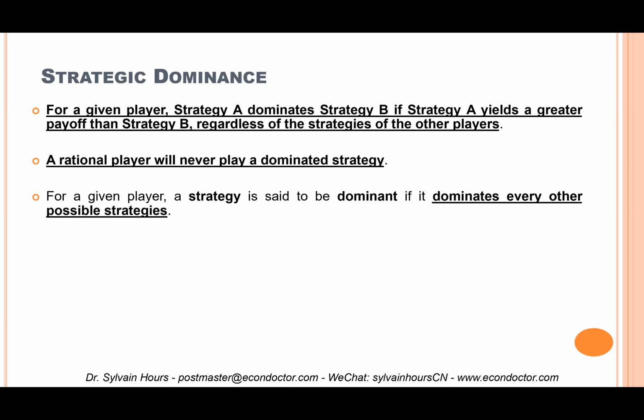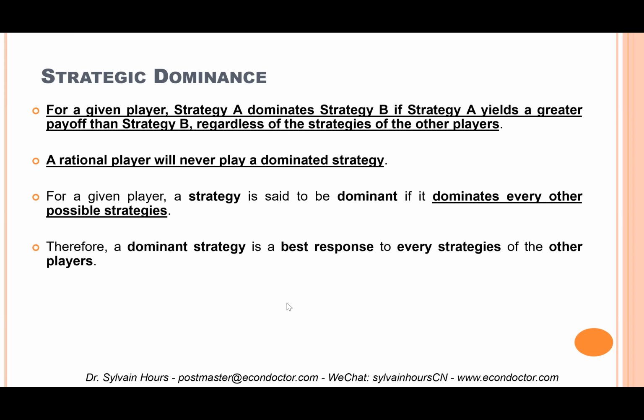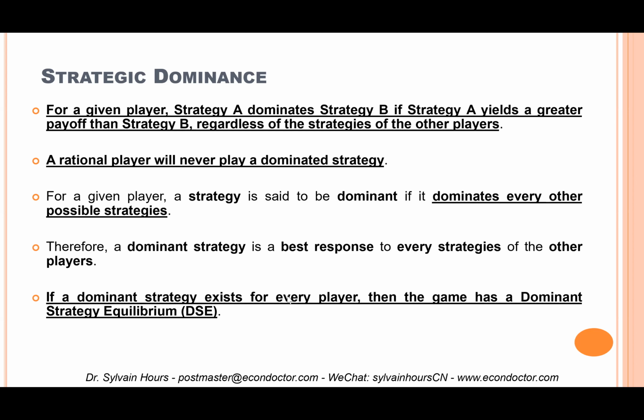And sometimes in some games, you have something even stronger than that. You have one strategy that dominates all of the others. So if you have three strategies, A, B, C, for example, you would have strategy A that dominates strategy B and strategy A that dominates strategy C. Then we say that strategy A is a dominant strategy. It is always better than all of the other strategies. What does it mean? It means that in that case, a player will always play a dominant strategy.